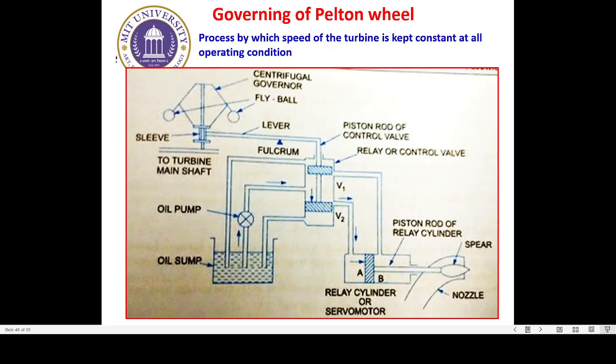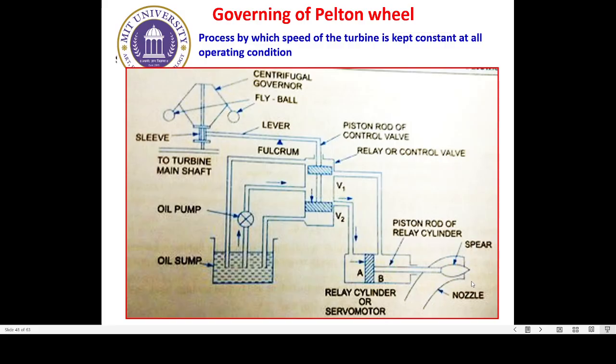So this piston along with the rod and the spear will move in the forward direction, that is, toward the right. As this piston moves to the right, this decreases the area available for the flow of water at the outlet of the nozzle. It means that this piston rod and the spear moving in the right direction help us reduce the effective area available for the nozzle.